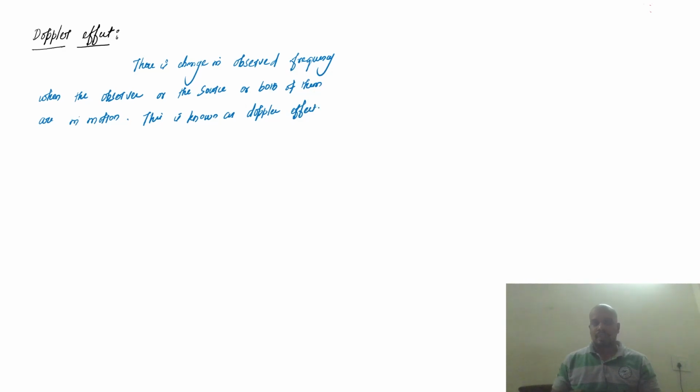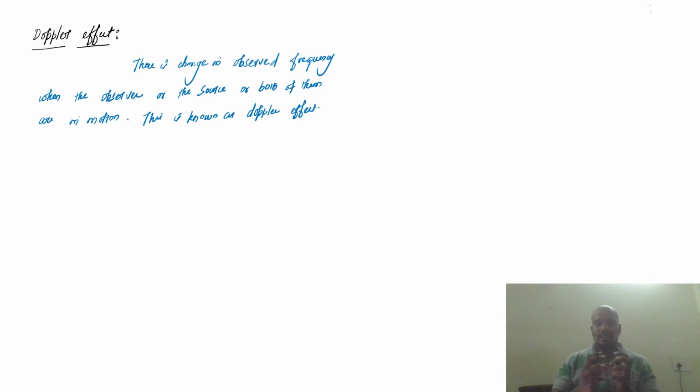That means the observed frequency will be different from the original frequency, because the source will produce a frequency of 70 kilohertz or 80 kilohertz, but the observed frequency may not be the same. If the observer is in motion, the observed frequency may be lower or higher. So the frequency will be different from the 70 Hz. That is called the Doppler effect.